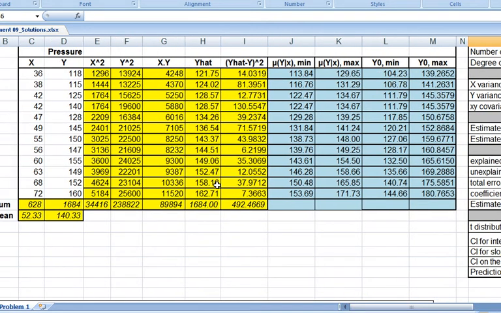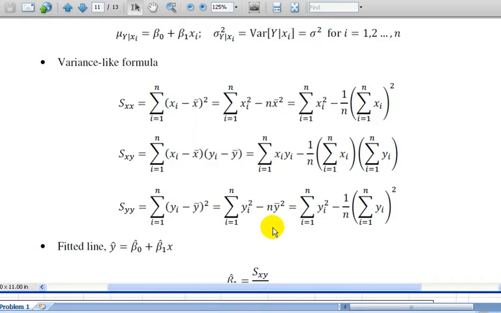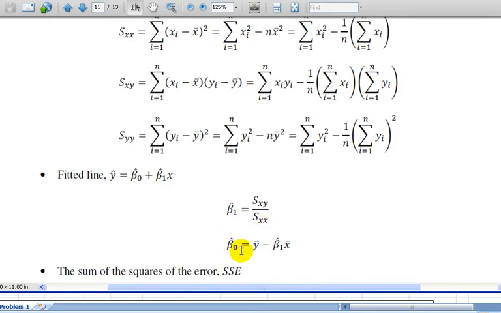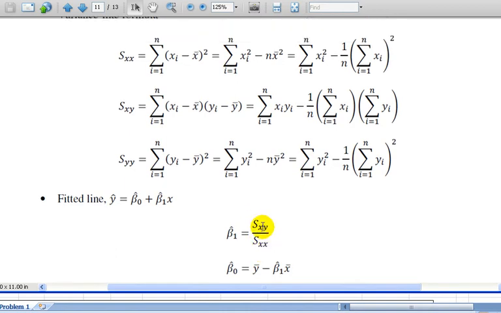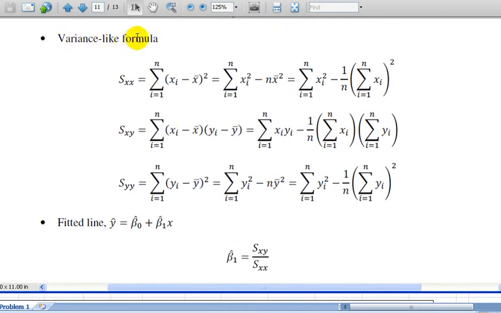It's quite simple, okay? First of all, if you look at the formula for beta 1 hat, beta naught hat, okay? You're going to have this formula for the final exam. As you can see, it depends on the values of so-called SXY and SXX. These two quantities in the class we call variance-like formulas, right? So this is their formula for SXX, SXY.